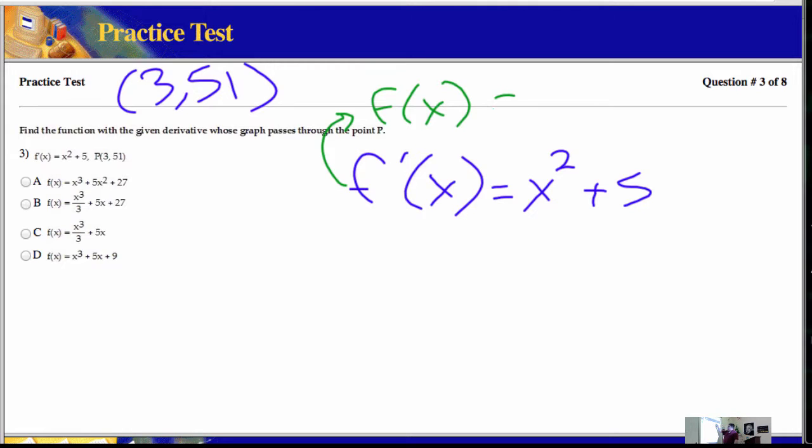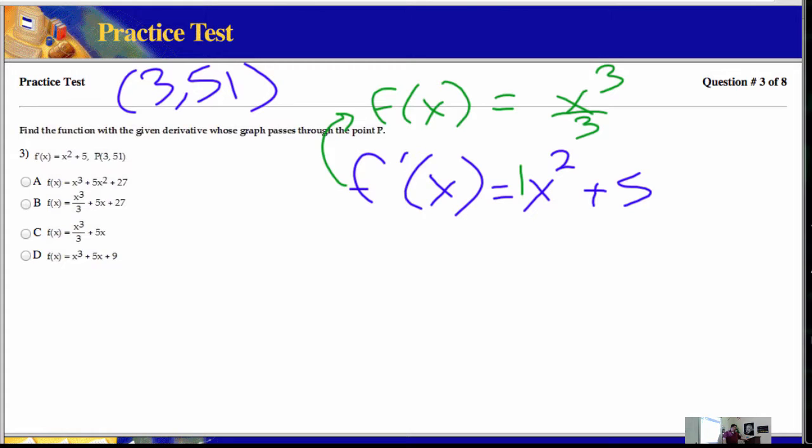This has got to be x to the third. Well, what do I multiply 3 by to get 1? This is a 1 here. 1/3, right? So this has got to be like that, because when I take the derivative, the 3 comes to the front, and I divide by 3, and I get x squared. Is that true?